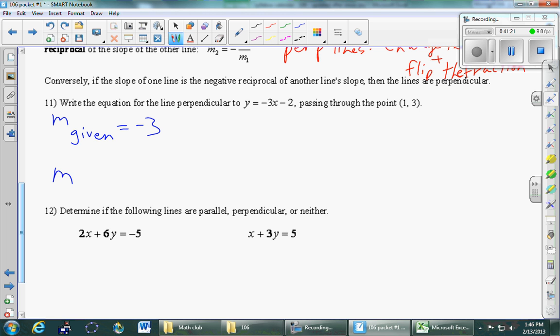So that means that the slope of the desired line, the one that we're asked for, we got to change the sign and we have to flip it over. So we do two things. So we change the sign, it becomes positive. Flip it over. This was Savtap's question. 1/3 is the slope of the perpendicular.